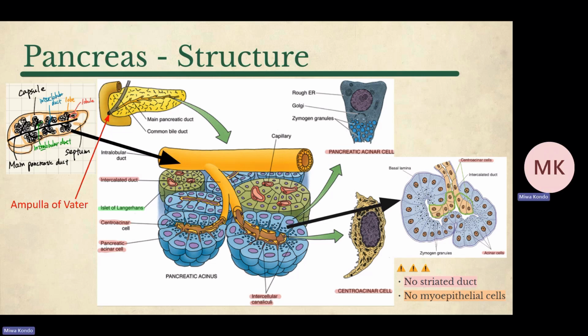In the pancreas, there are no myoepithelial cells surrounding each acinus, and there are no striated ducts, unlike in the salivary glands.